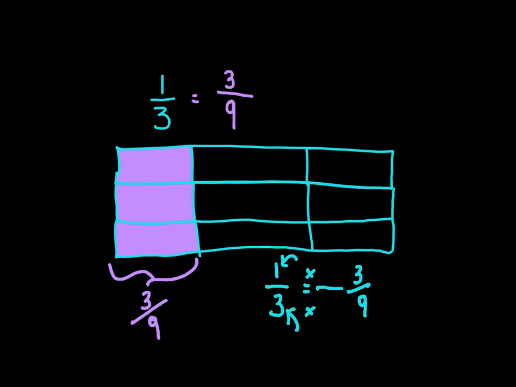So what did we put on the top? We have 1, and then we get 3. Well, we multiplied by 3. And whatever we do to the top, we have to do to the bottom. So then 3 times 3 is 9. So this is another method, my favorite method, of finding equivalent fractions. Multiplying the top and the bottom by the same number to get the equivalent fraction.